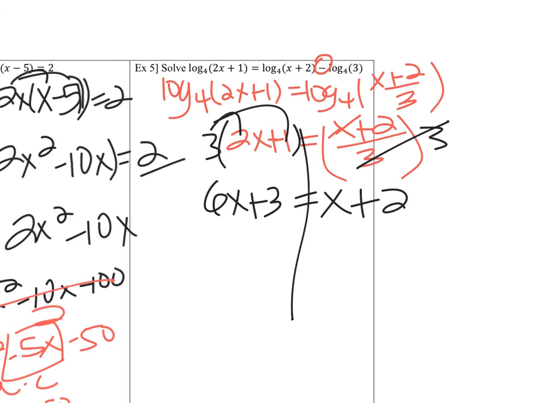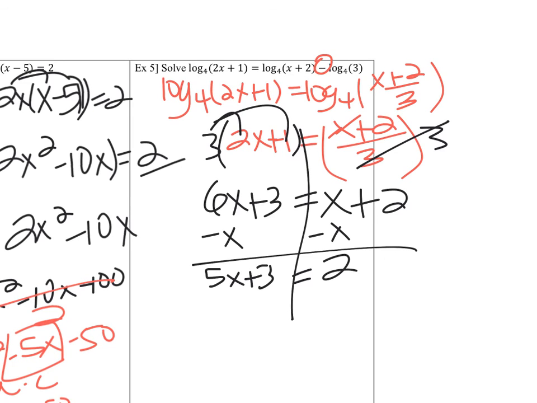We've got a simple algebra problem here. I'm going to move this x over here. I have 5x plus 3 equals 2. Then if I subtract the 3 over, that'll be 2 minus 3, that's negative 1. Okay, and when I divide by 5, x is going to be equal to negative 1/5.